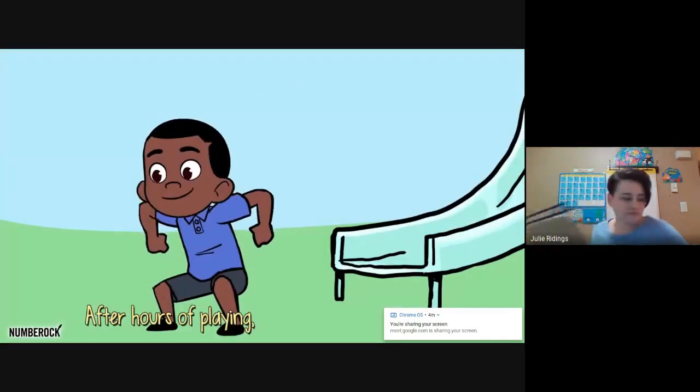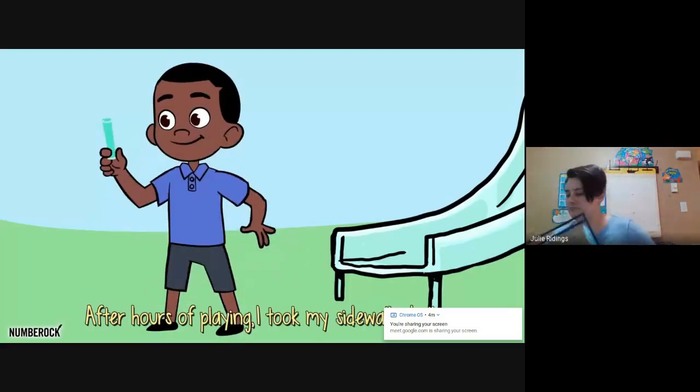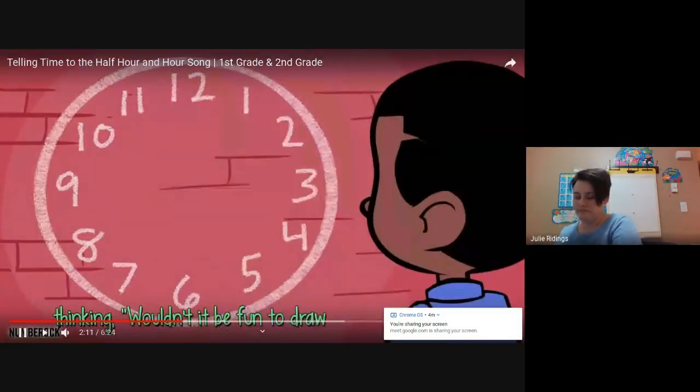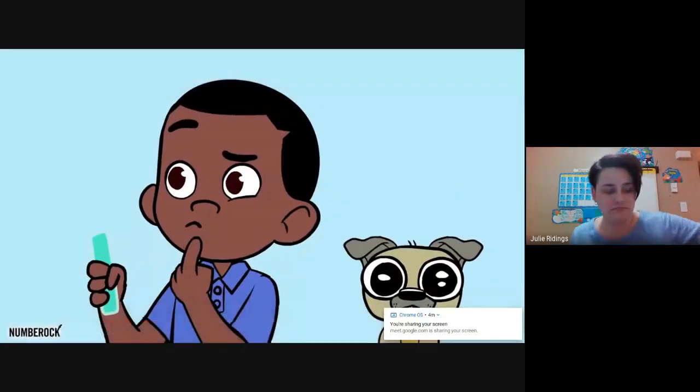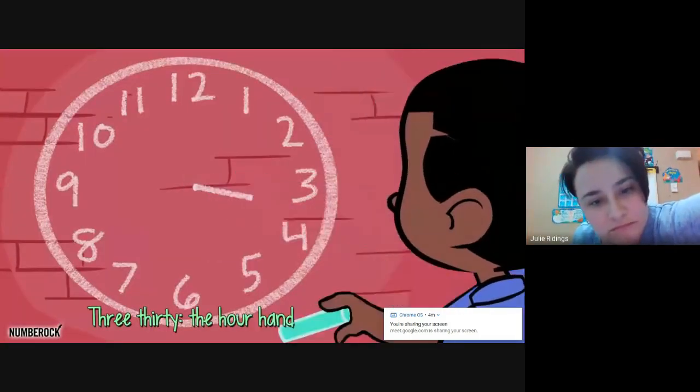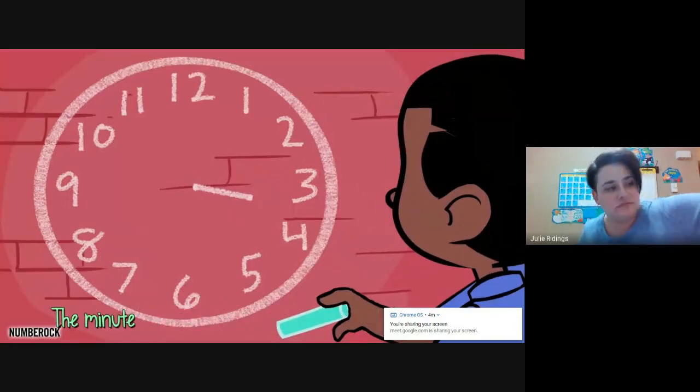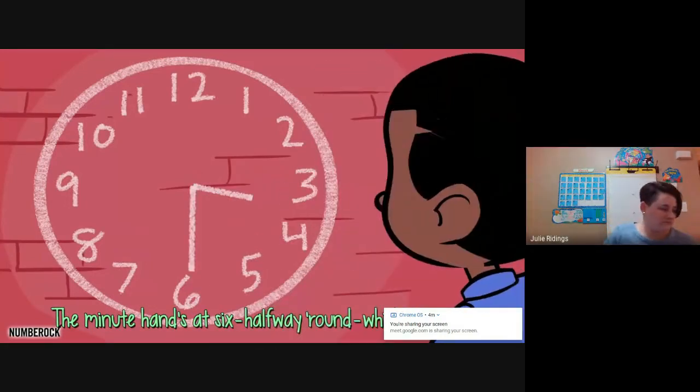After hours of playing, I took my sidewalk chalk, thinking wouldn't it be fun to draw the time on the clock? Oh yeah. 3:30, the hour hand is at 3:30. The minute hand, that's halfway round, which is 30.